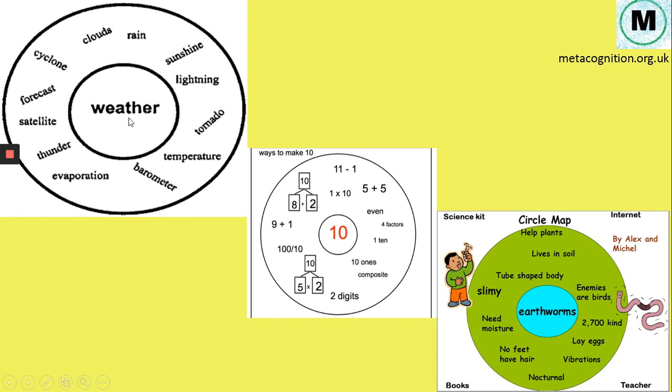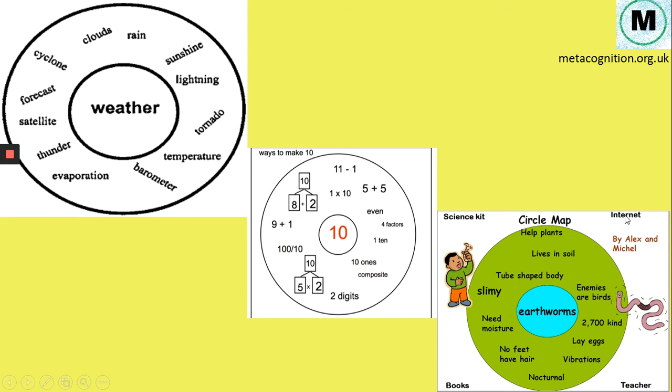So this is really how it works. You put your topic in the middle and keywords and things that you would associate around the outside. Same here, so you can do it in maths. You put in the number 10 and you're just giving all of that information you can about the number 10. And here, earthworms, just putting all the information in you can.